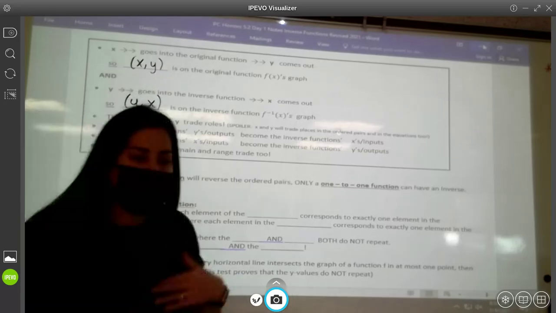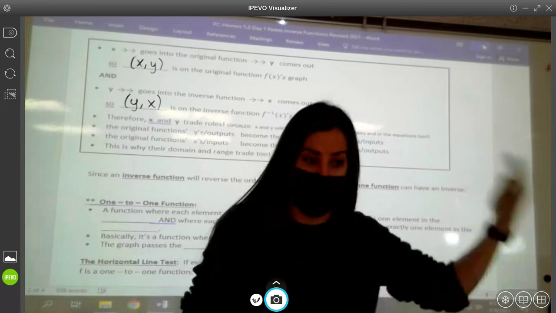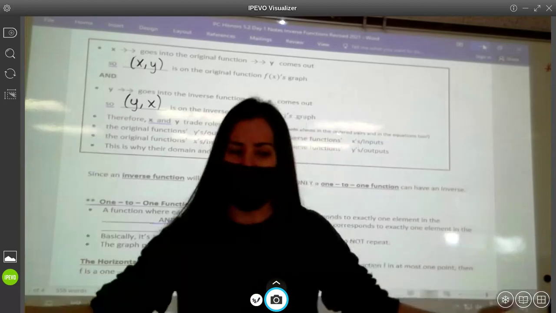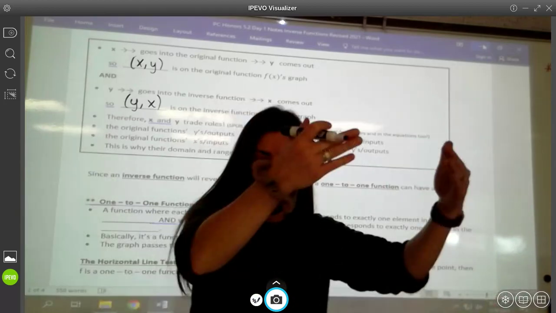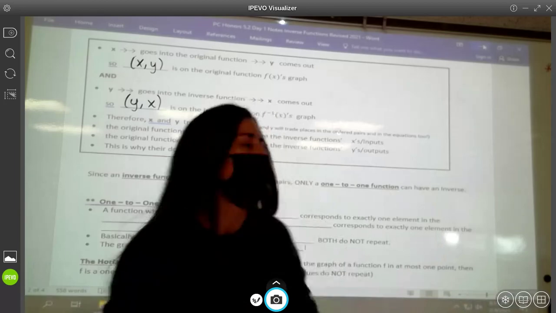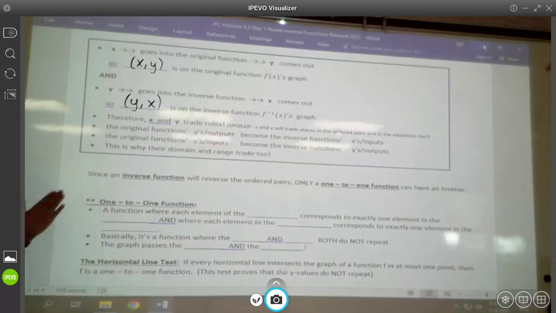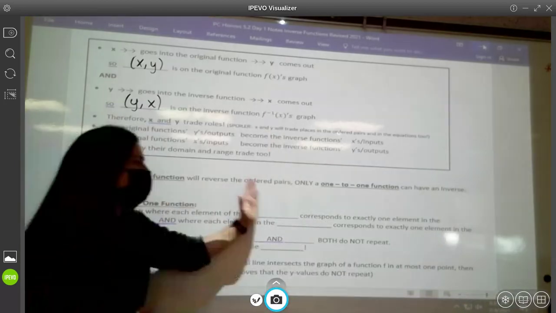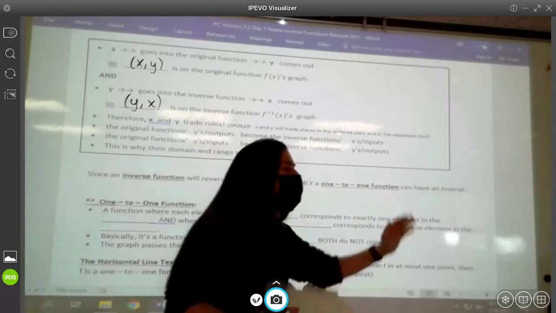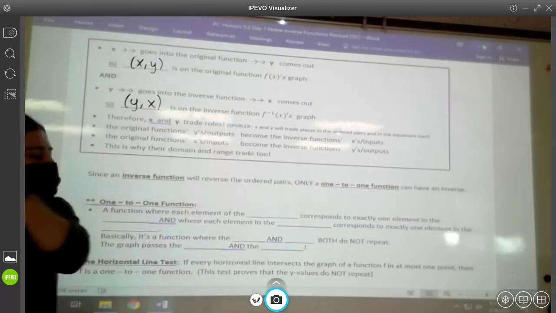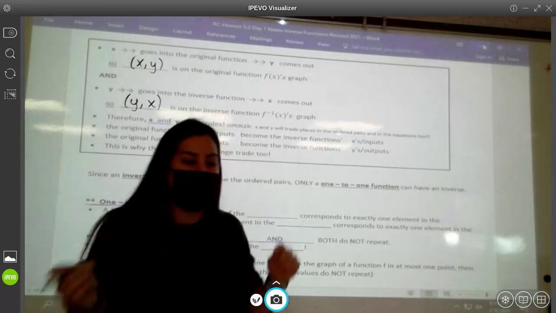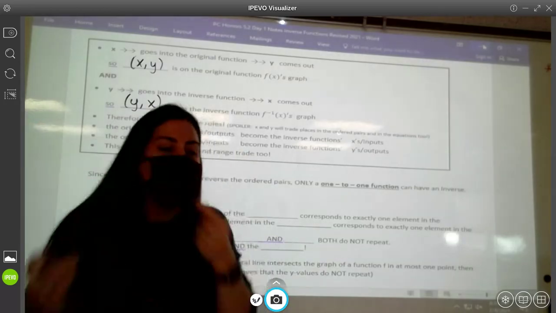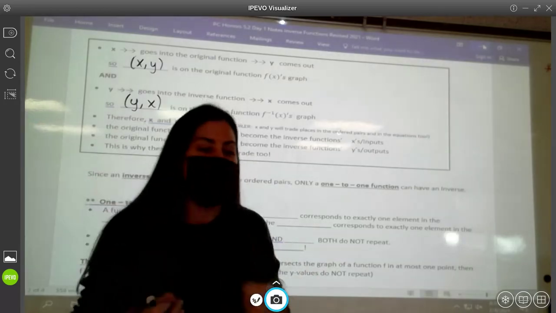Which is kind of nice because if you know the domain of the original function, then you automatically know the range of the inverse, because the original's domain is the inverse's range. All right, so since an inverse function will reverse the ordered pairs, only a one-to-one function can have an inverse. This is what I'm talking about. Because the inverse has to behave like a function, only a one-to-one function can have an inverse.